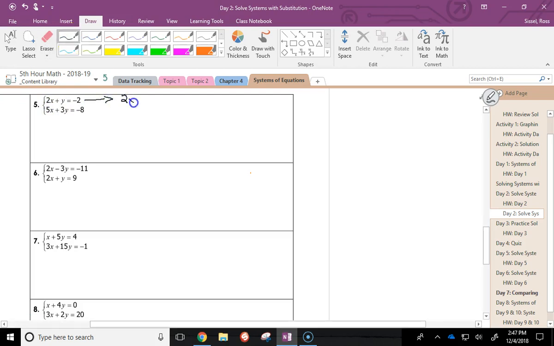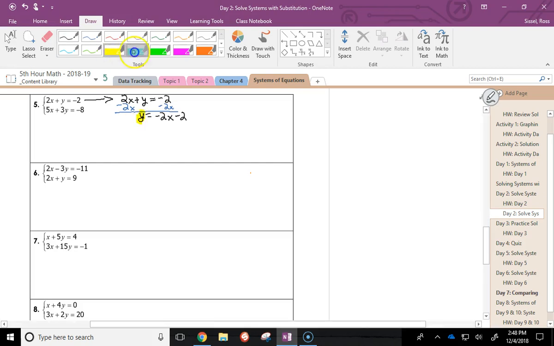I'm going to say 2x plus y equals negative 2. And I'm going to solve for y because there's only one of them. So minus 2x on each side. And I can have y equals negative 2x minus 2. Now this is just like numbers 1, 2, 3, and 4.